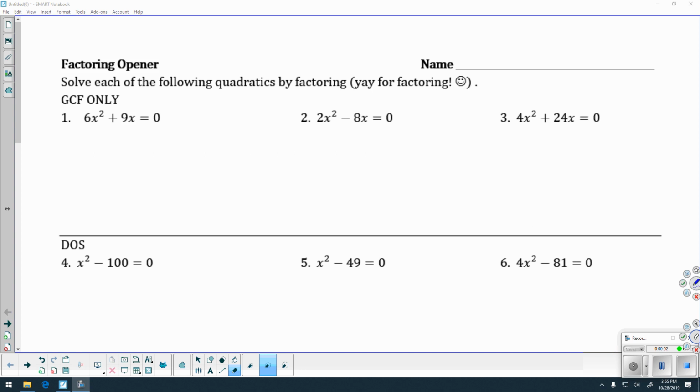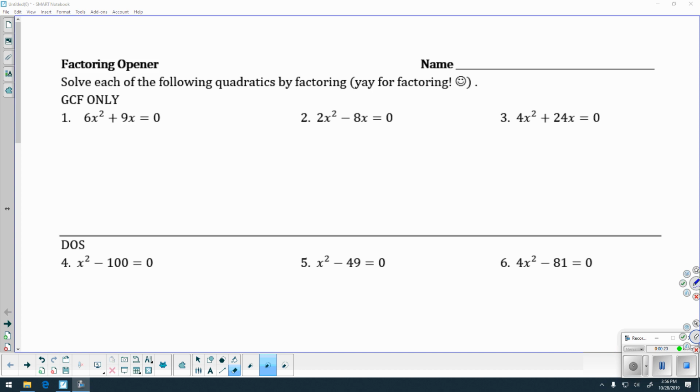All right, guys, we are about to start what I consider to be probably one of the most important topics that we're going to be covering all year in Algebra 2, and that's factoring. We need a really strong foundation of factoring in order to understand things that we're going to be doing later on down the line in different chapters, but starting with the basics.